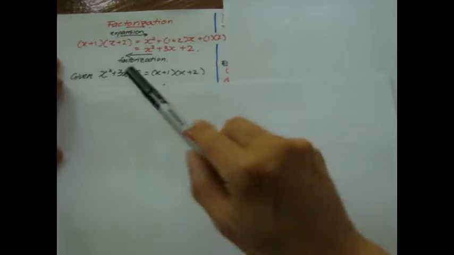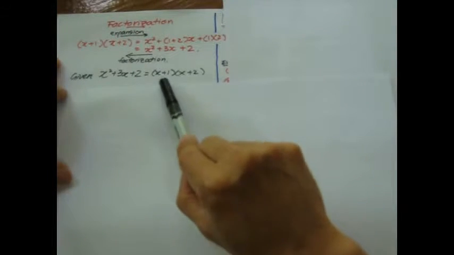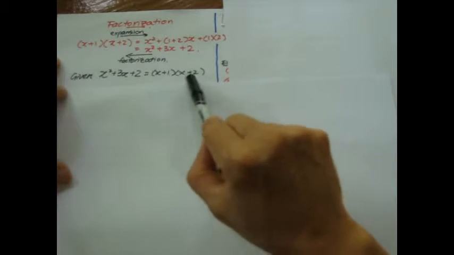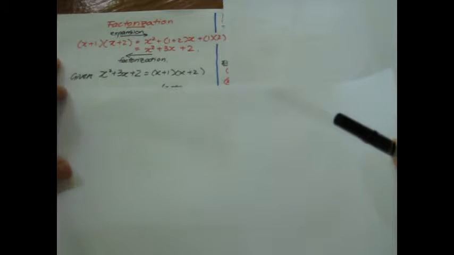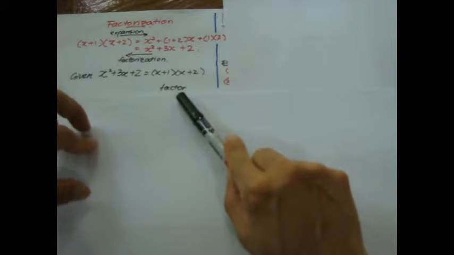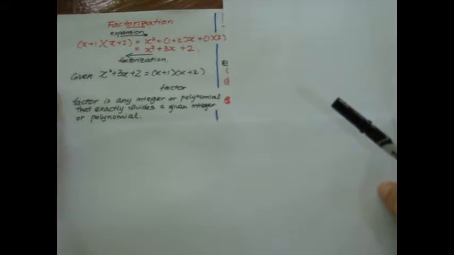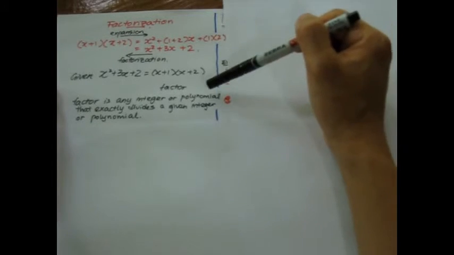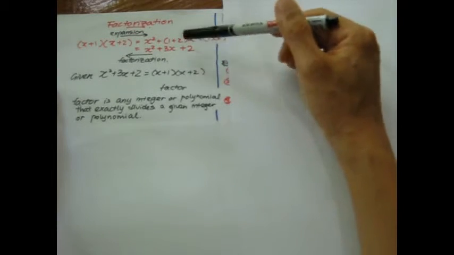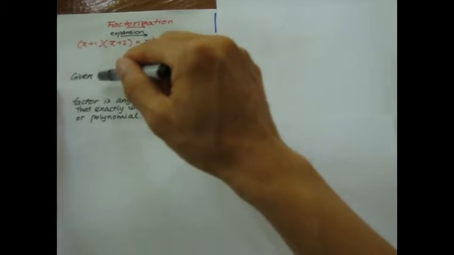So we're given x squared plus 3x plus 2, and we want to re-express it as the bracket x plus 1 times another bracket x plus 2. These two expressions, each of them is called a factor, F-A-C-T-O-R. The definition of a factor is any integer or polynomial, like x plus 2 or x plus 1, these two linear polynomials, that exactly divides a given integer or polynomial.